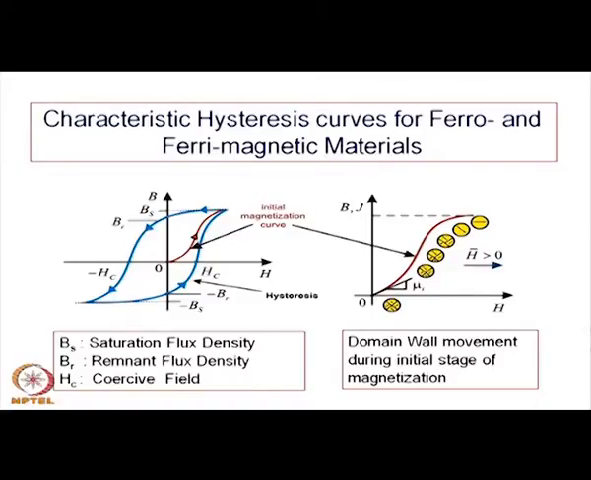And as you have discussed in the case of dielectric material, the origin of this kind of hysteresis curve, the origin of the coercive field and of the remnant flux density or remnant polarization, is primarily because they have a domain structure. Okay. We will see in a minute what the domain structure is.